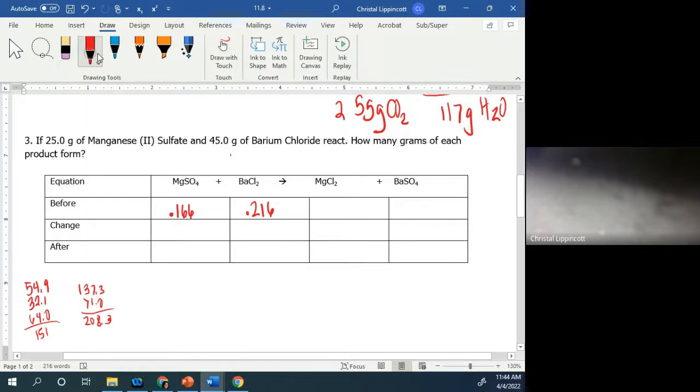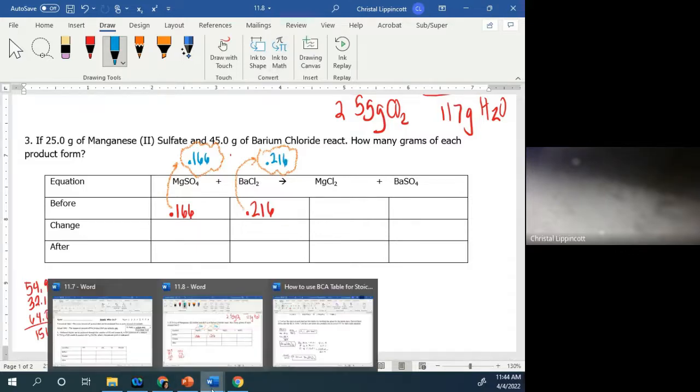All right, questions on any of those? How I got those values, how I got them where they're at. All right, now I'm going to take both of these up into the cloud. When I go into the cloud, what operation do I perform? Division. So I'm going to divide both of these by their coefficients, which happen to be 1s in this case. So this is 0.166, and this is 0.216.